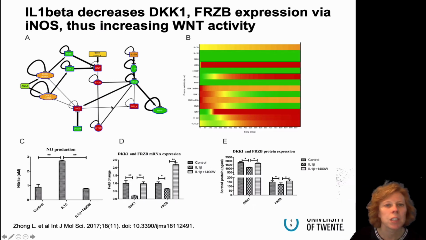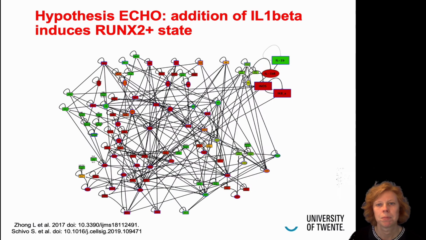We made a model of this and used this model to predict this already, as seen in this heat map. So this led to a new hypothesis that addition of interleukin-1 beta to chondrocytes will induce the RUNX2 state by downregulating DKK1 and FRZB expression, and thus upregulating Wnt activity. We tested this hypothesis in ECHO by adding the interleukin-1 beta signaling pathway to the network.